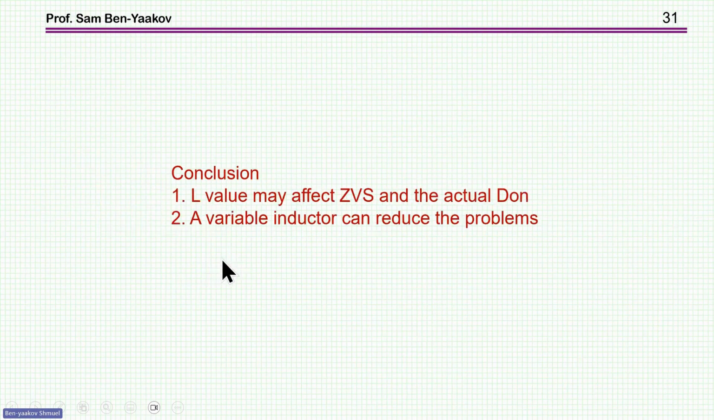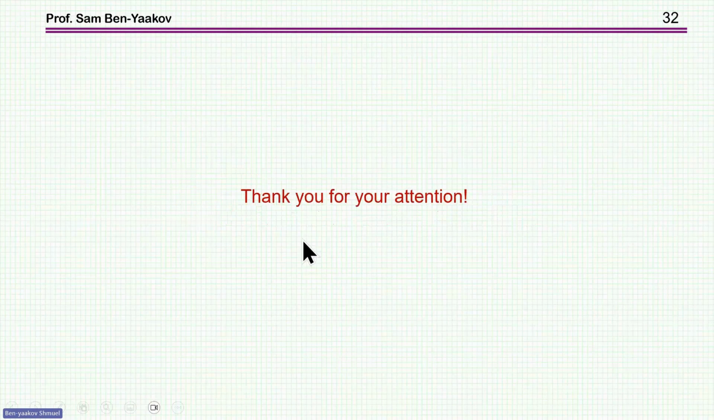So what are the conclusions? First of all, I hope that I've managed to show you that the value of this inductance is very, very important, and it affects the zero voltage switching and the actual duty cycle, and that the variable inductor can reduce the problem and make this envelope of operation larger. So this is the end of this presentation.